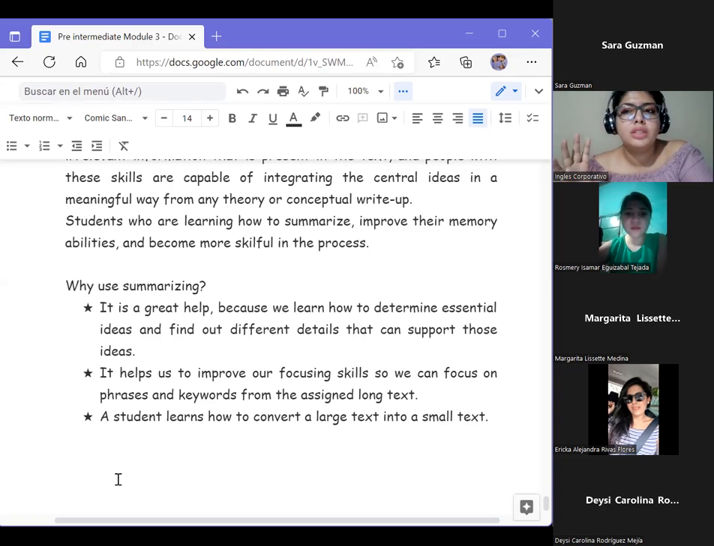So in that case, we need to be very careful with the summary. Then, how to use summarizing?